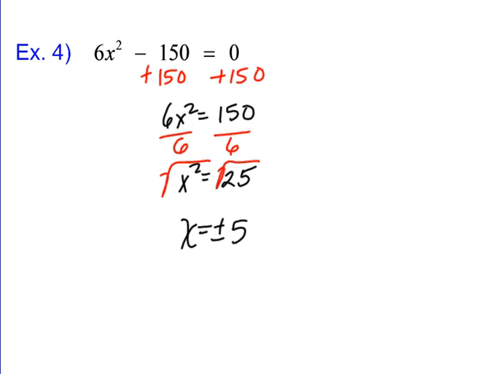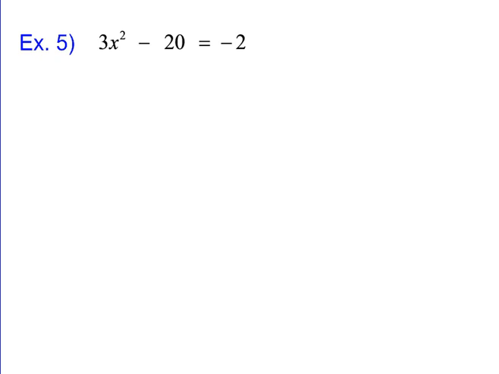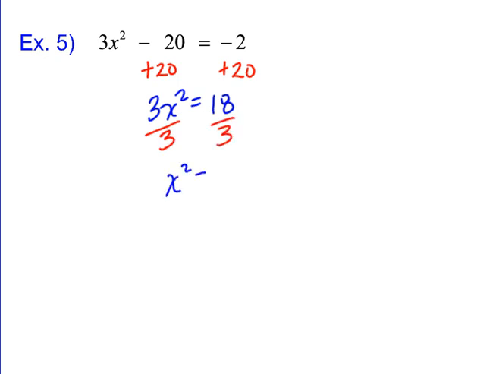A couple more examples for us to look through. This next one, 3x squared minus 20 equals -2. We're going to start out by adding 20 to both sides so that we can try and isolate that variable of x squared. Then we're going to get 3x squared equals 18. Then we're going to divide both sides by 3. x squared equals 18 divided by 3, which is 6. And then we're going to take the square root of both sides, and we're going to get x equals plus or minus the square root of 6.